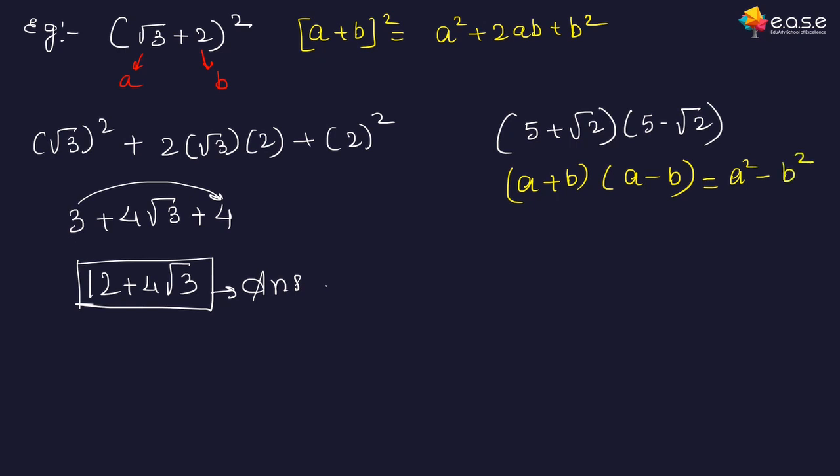Now, if you closely see, this is your a, this is your b, this is your a, this is your b. What are you going to do here? (a + b)(a − b) is equal to a² − b². What is your a²? a² will be 5², correct? Minus, what is your b²? b² will be (√2)², correct? What do you get? 5 fives are 25 minus 2, which will give you 23.